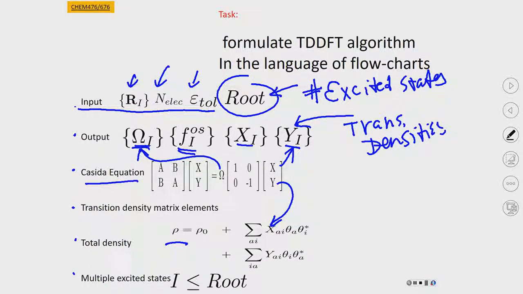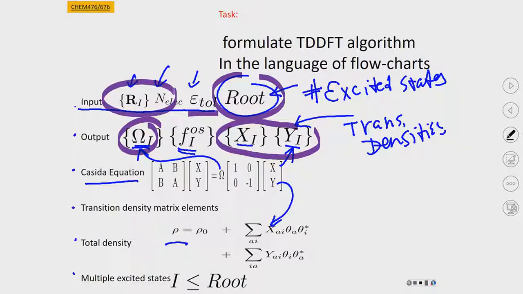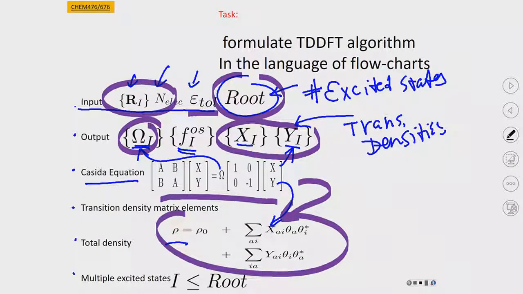As an output, we need transition energies, transition densities and oscillator strengths. As an input, you select your number of excited states, tolerance limit, and parameters of your model, such as the number of levels. And then you solve your equation, plug the transition densities into the equation that gives you the total density, and then you can extract the observable from the density and check if you match the tolerance limit.